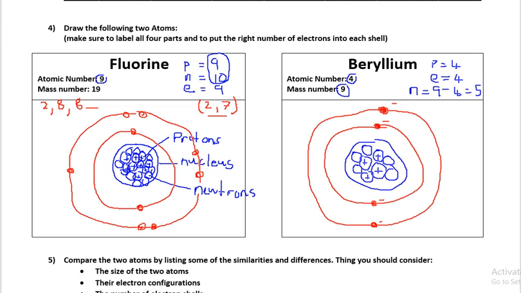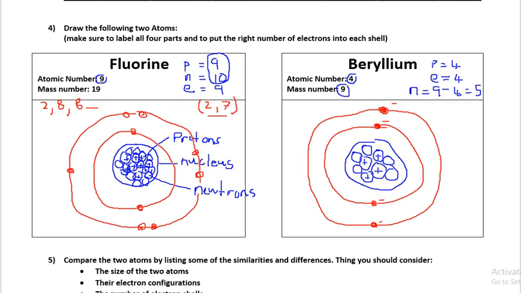Okay, so we're looking at question 5, and you'll notice I've still got question 4 up here, because it kind of follows on from number 4. So we've drawn two atoms. We've drawn fluorine and beryllium. And if you have a look at fluorine, let's have a look at it.